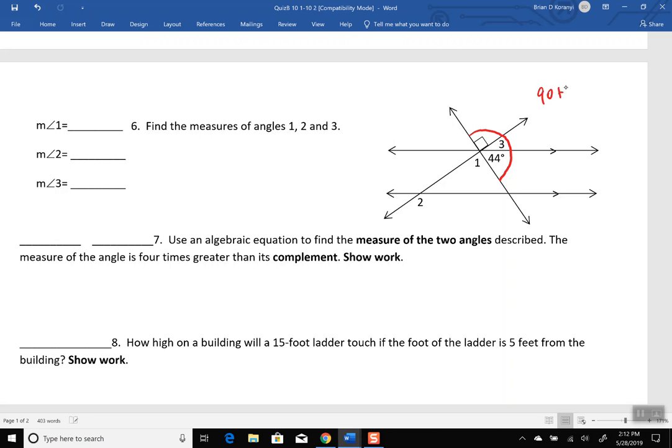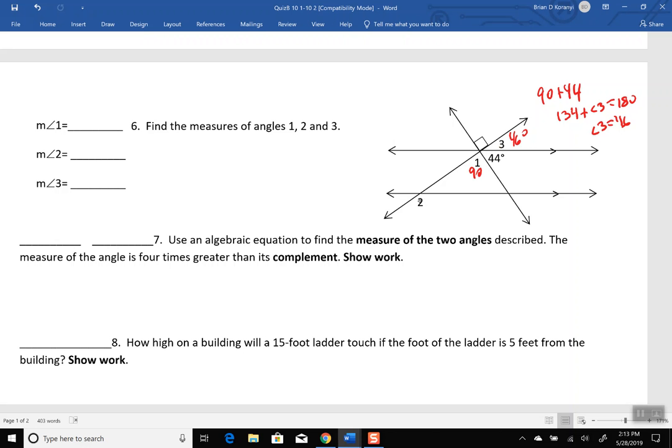90 and 44, that gives me 134. And I know if I add that with angle 3, it should equal 180. So angle 3 is going to be equal to 46 degrees. And now if I combine these three, 46 and 44 is going to be 90 degrees. So angle 1 must be 90 degrees, and I can see by vertical angles that that would be 90.